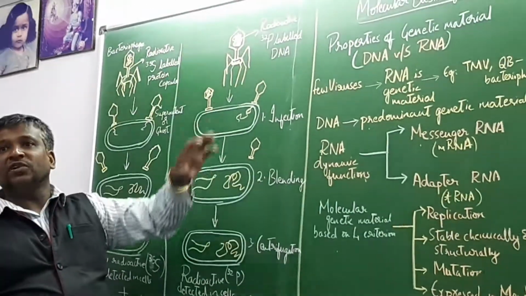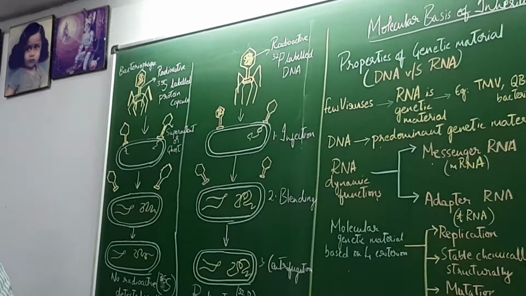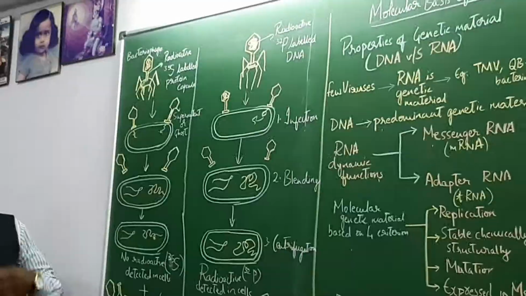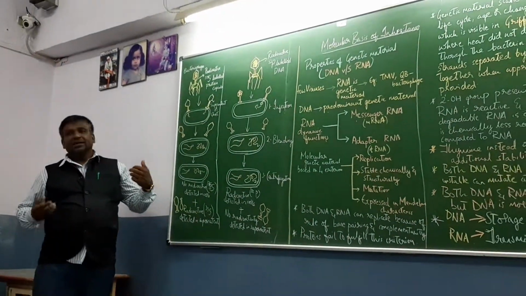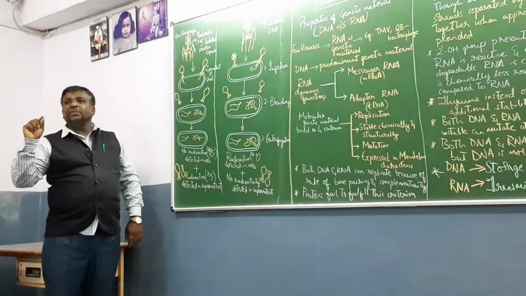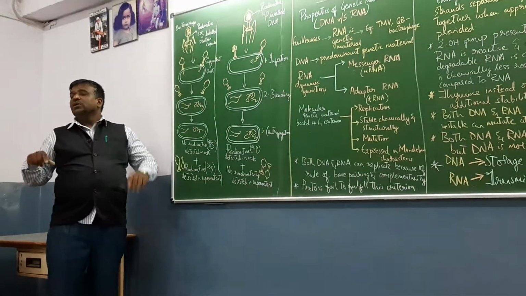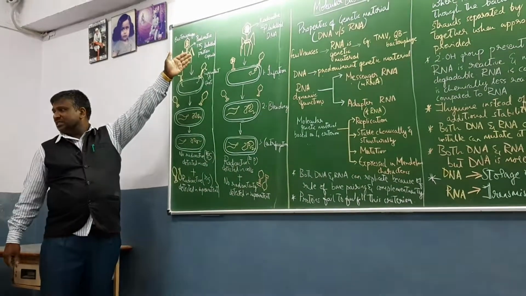radioactive phosphorus. Why did they utilize sulfur and phosphorus? Why not any other compounds like carbon, hydrogen? They are found commonly in proteins as well as in the nucleotides. Okay, so they wanted certain materials which are unique to the proteins. Sulfur is found in most of the amino acids.